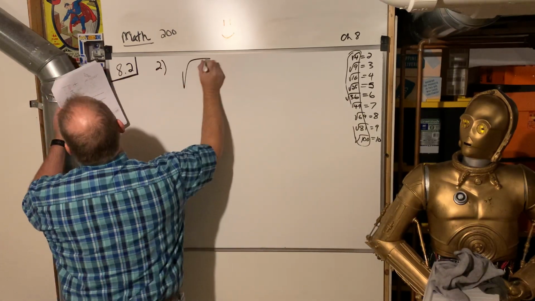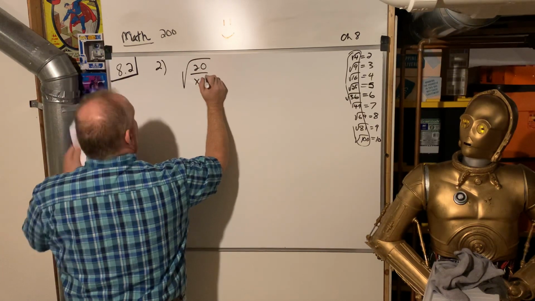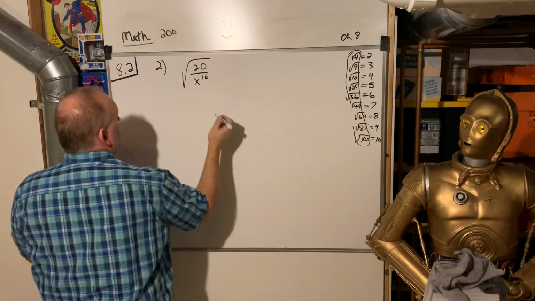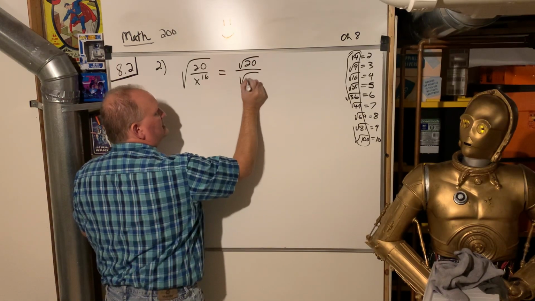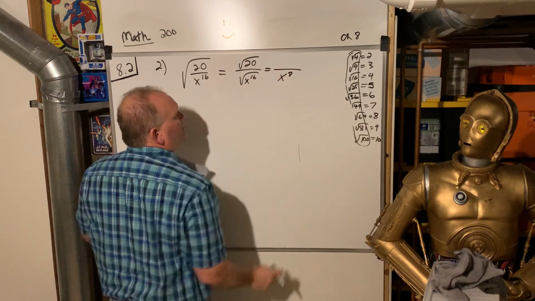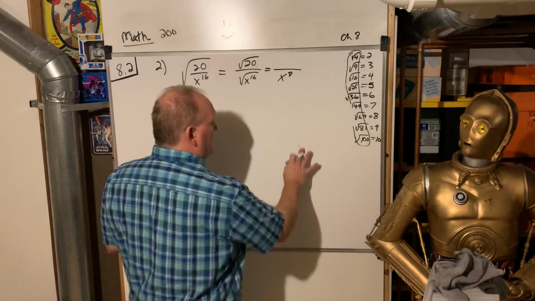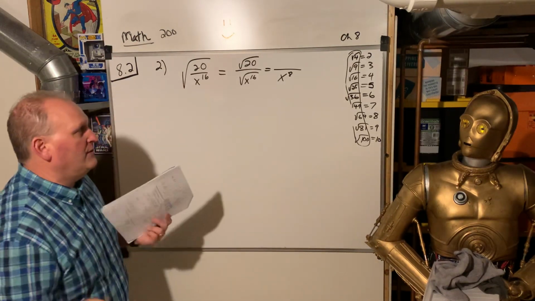We got the square root of 20 over x to the 16th. Okay, so that is the square root of 20 on top and the square root of x to the 16th on bottom. So the bottom we can evaluate right away. That's x to the 8th. That's perfect. It's an even powered thing, so it's perfect. And so no square roots, no jail, nothing like that.